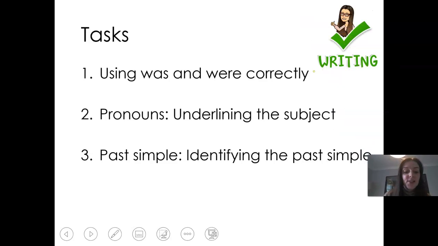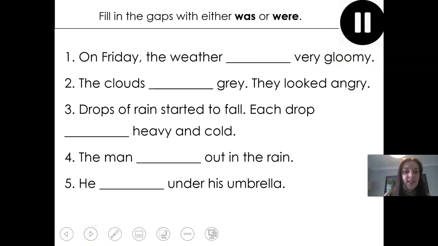Okay, so let's get started. Get your pen in your hand ready to go. Okay, let's look at the first task. So we are here being asked to fill in the gaps with either the words was or were. So we're going to have to read the sentence carefully and decide which word would go there correctly. Then we're going to write that sentence out in full and add the correct word.